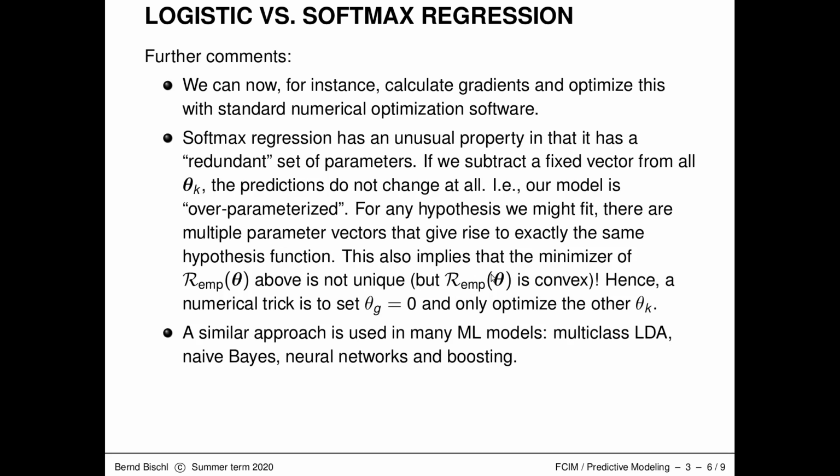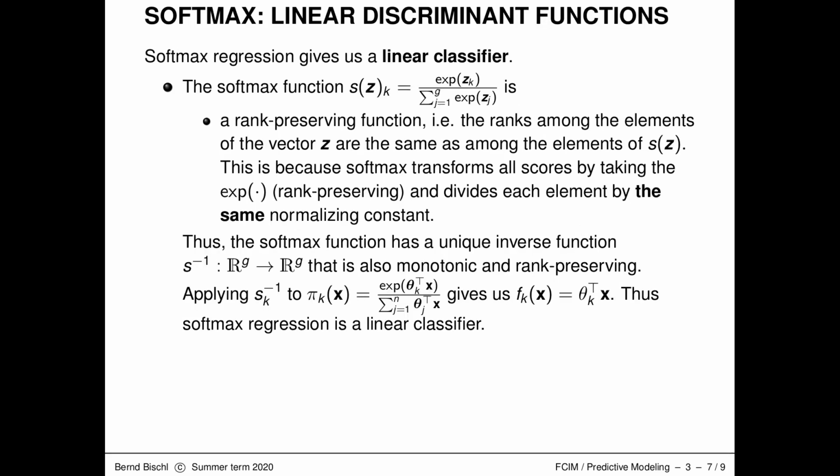So I can do a simple trick to well define my minimizer to a unique solution, and that is just by always fixing, for example, theta g to be the zero vector and only optimizing over all of the remaining theta k for k equals 1 to g minus 1. A similar approach is used in many different machine learning models, so multiclass logistic, discriminant analysis, naive Bayes, neural networks, and boosting, and so on for this multiclass case.